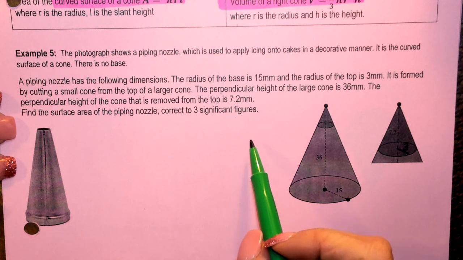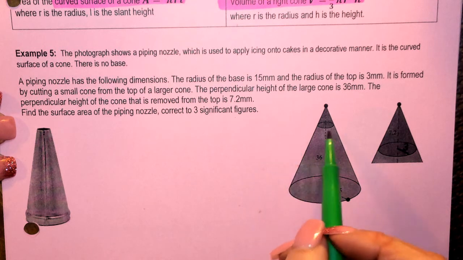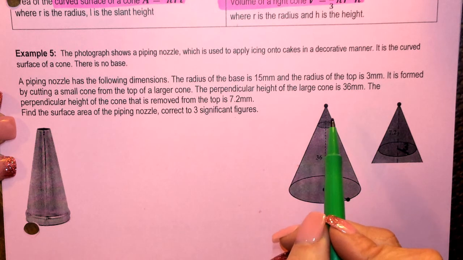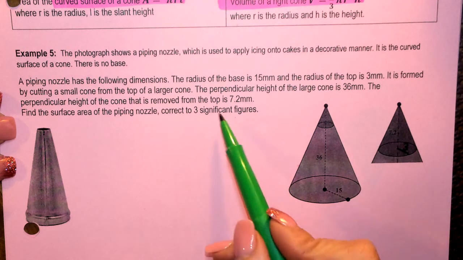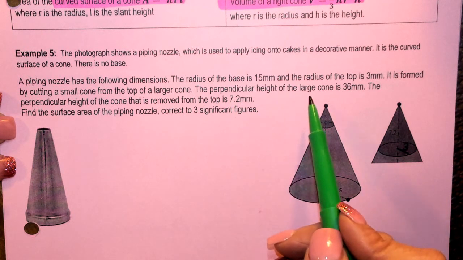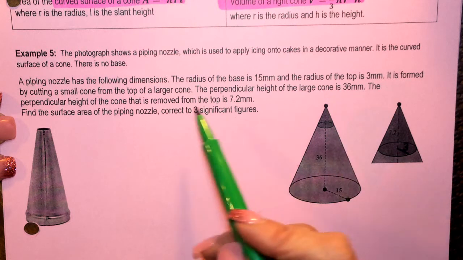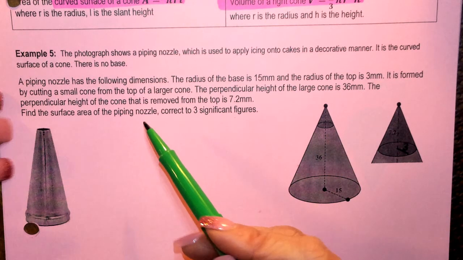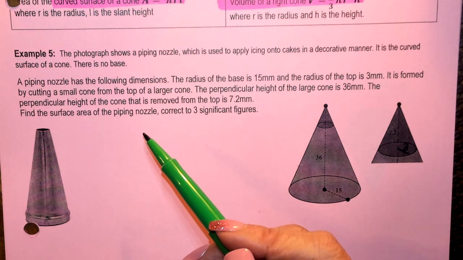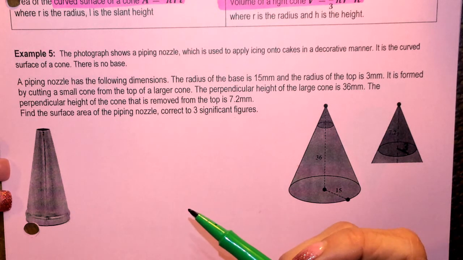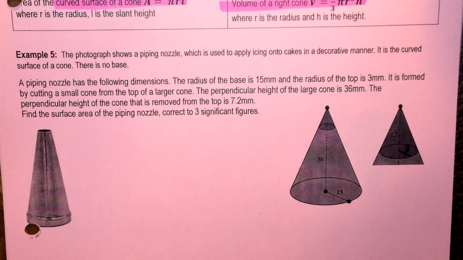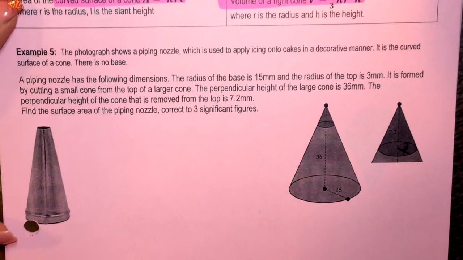It's formed by cutting a small cone from the top of the larger cone. So see this right here, how it's going to be cut off. That's what this piece is. It's the cut off piece. The perpendicular height of the cone is 36 millimeters, and the perpendicular height of the cone that is removed from the top is 7.2 millimeters. Find the surface area of the piping nozzle, correct to 3 sig figs.